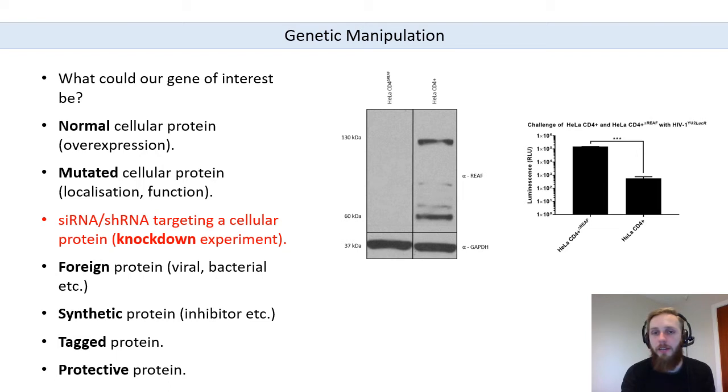And if we challenge both these cell lines with HIV, this is just normal HIV now, what we see is the cell line on the left, where I've knocked down the protein, is about 300 times more susceptible to HIV infection. So what I was essentially doing in this experiment was knocking down a specific protein to show that this protein protects the cell against HIV, and I proved that by showing that when I knock the protein down, infection goes up 300-fold.